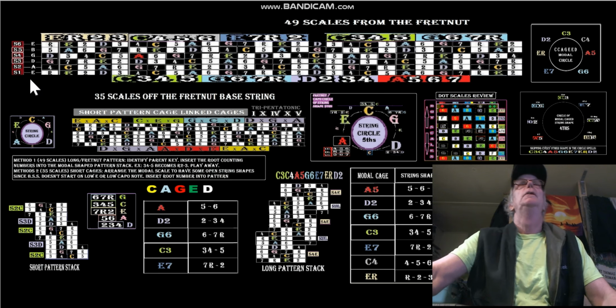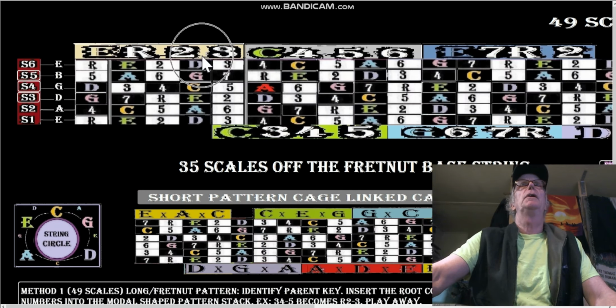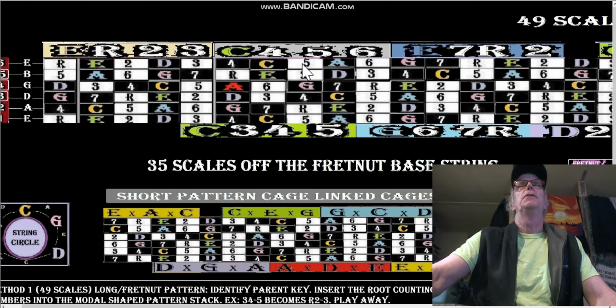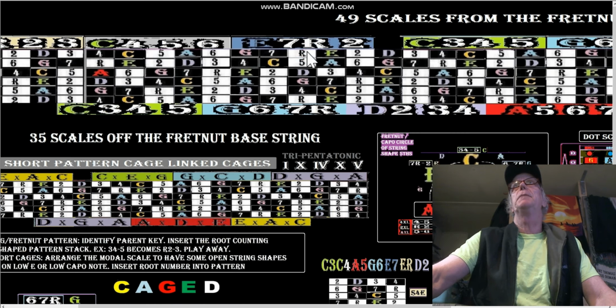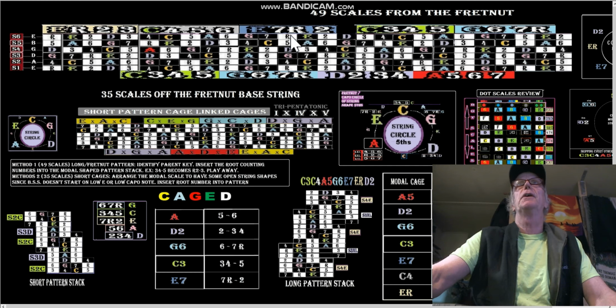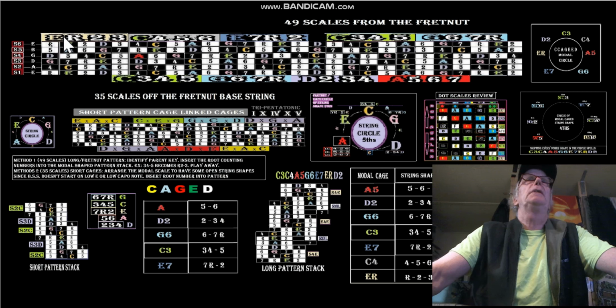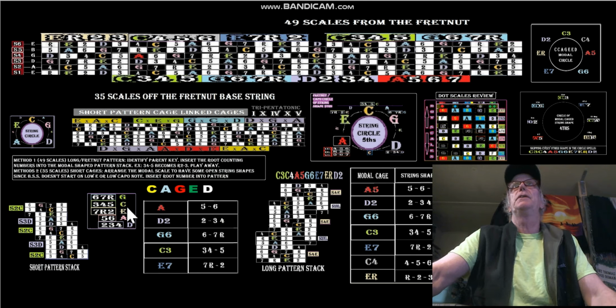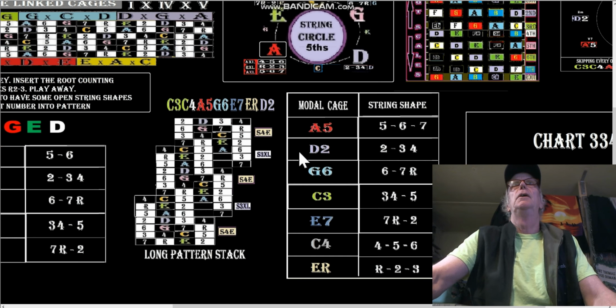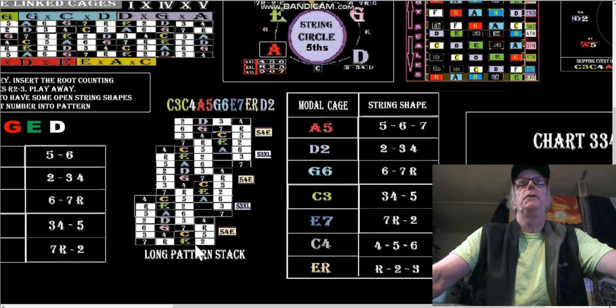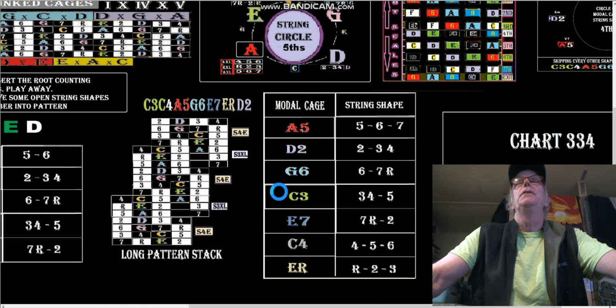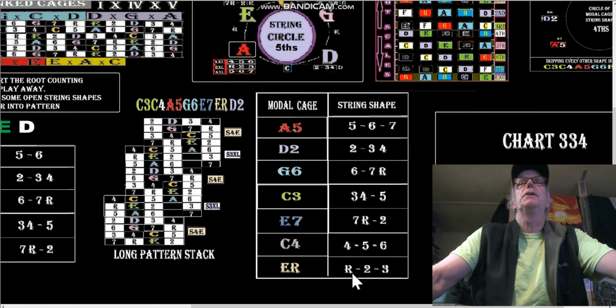So up here we have our different long cages, so there are 7 of them. I don't want to get back into the same circular discussion there. We want to be able to play the modes and substitute them in here. So let's see the gist. And by the way, the long patterns are right here. This is the long pattern stack.